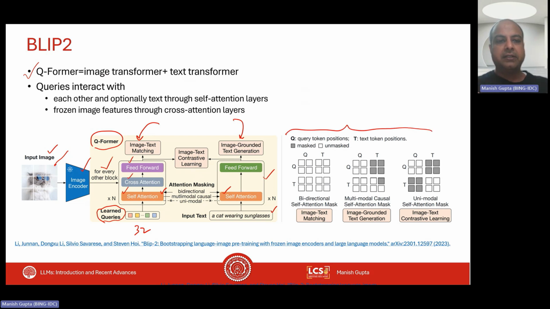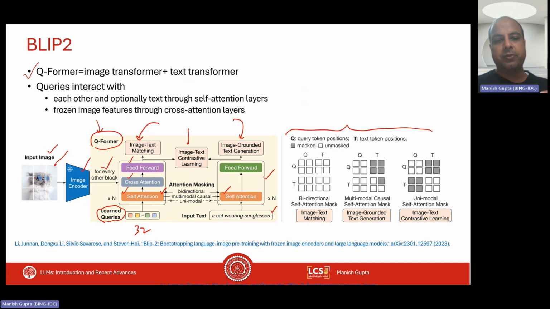The entire Q-Former is trained together using these three different pre-training losses: the image text matching loss, the image text contrastive learning loss, and the image grounded text generation loss. The three losses are sort of self-descriptive in nature. I don't think I need to describe them again, but just for the sake of completeness, right?